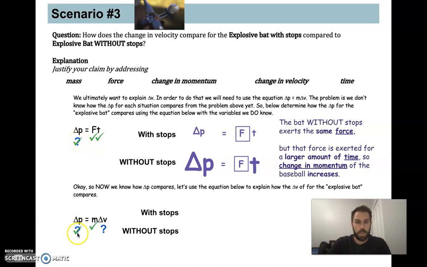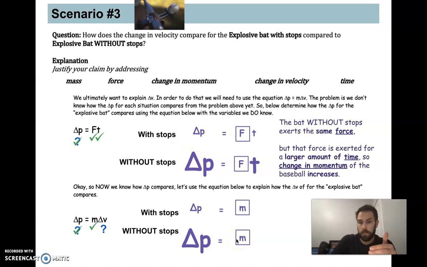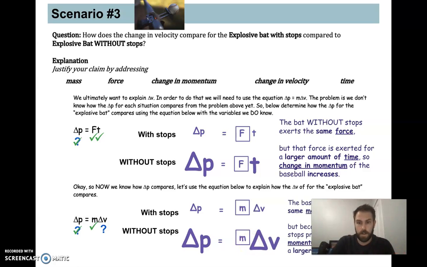Now that I know both my change in momentum and my mass, I can figure out what my change in velocity is. So I'm just carrying this down. The one without stops has a greater change in momentum because I figured it out over here. And I know that the mass of the baseball being hit is the same too. So if I have the same mass being hit, but this one has a greater change in momentum, that means it must also have a greater change in velocity as well. And so if the baseball has a greater change in velocity, that means it's going to go a further distance as well.